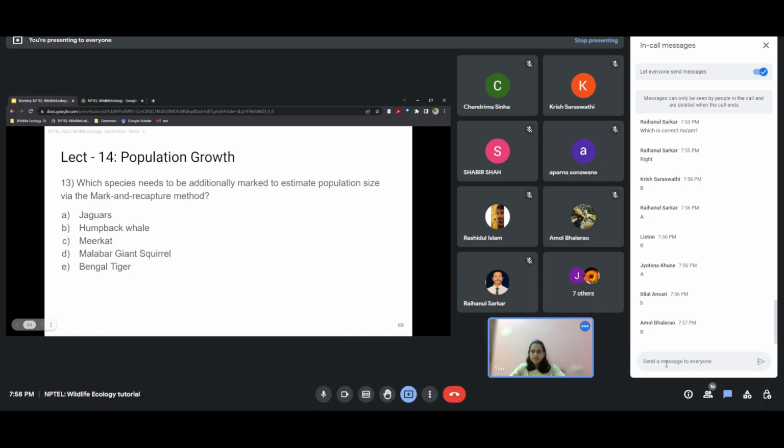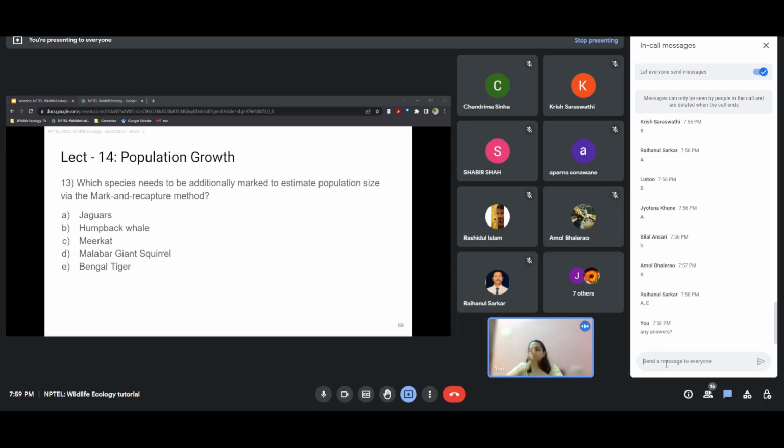Any answers? Actually, I'm getting confused about whether anyone has replied. Let me just type. All right, A and E. Okay, A and E. Jaguars and Bengal tigers need to be additionally marked. Any other species? Any other guesses? Come on. If anybody is not familiar with the animals, actually I should have put pictures of these animals.